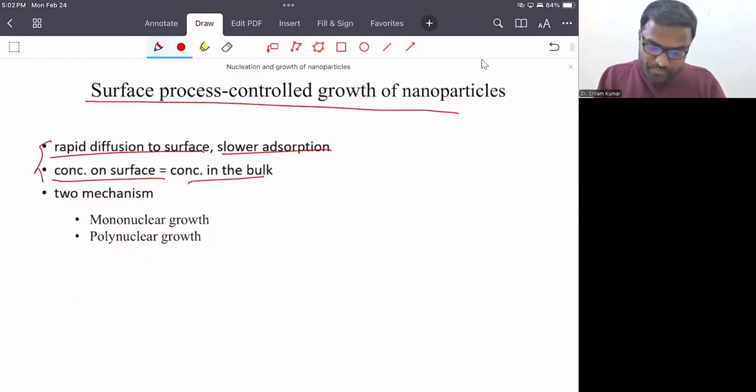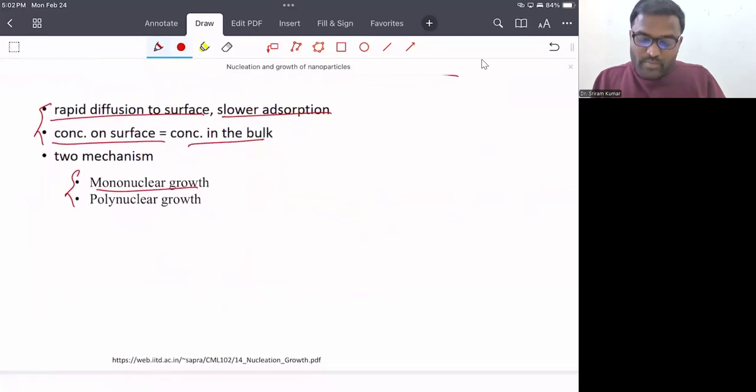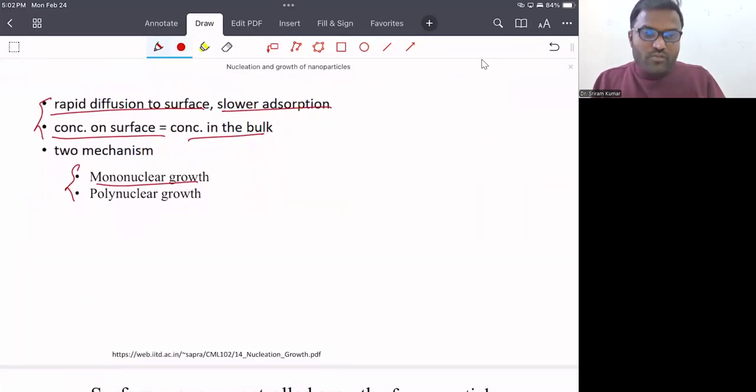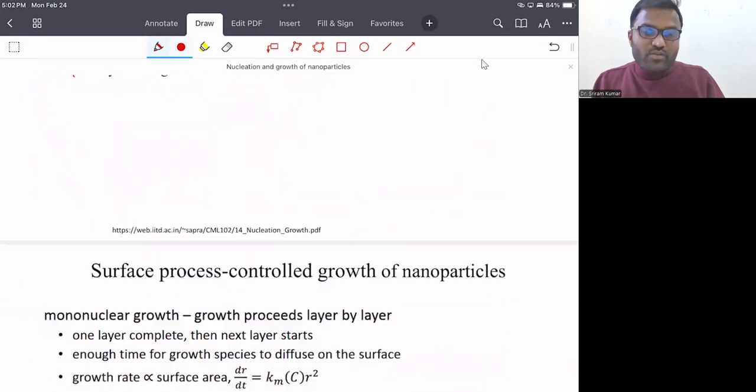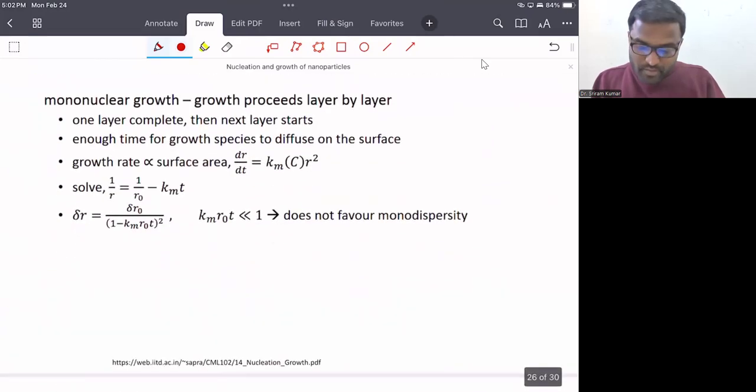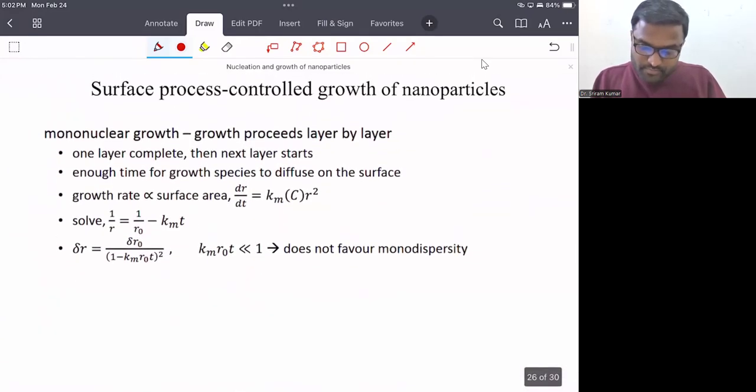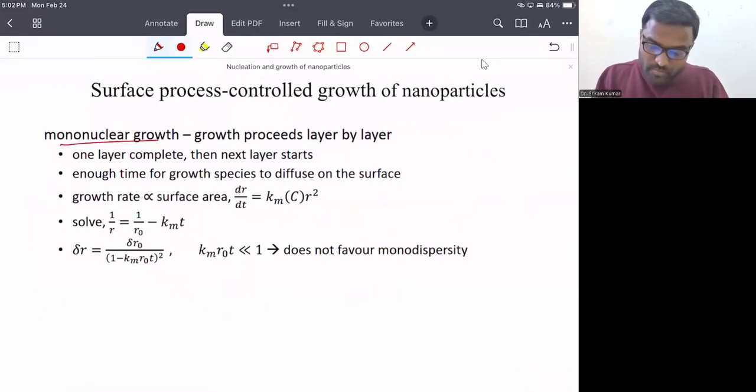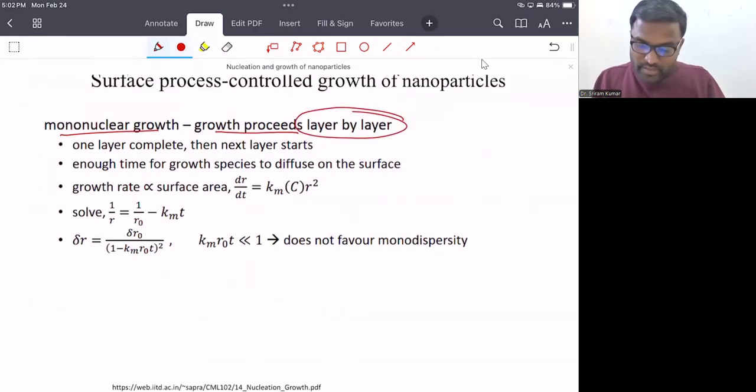So these are the understanding about the surface process. In this case, we have two kinds of mechanism. One is the mononuclear process, and the second is the polynuclear process. Now let's understand one by one what is the mononuclear growth and what is the polynuclear growth on the nanoparticle. In mononuclear growth, the process happens by layer by layer formation of nanomaterial.